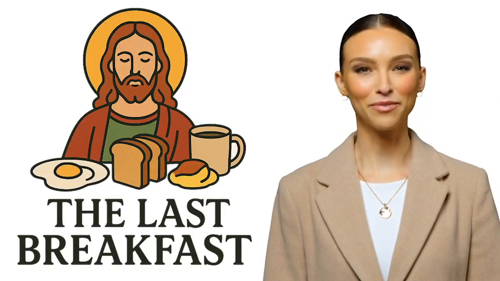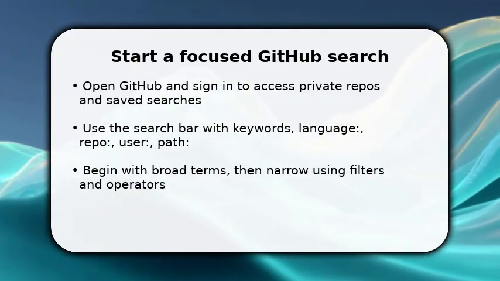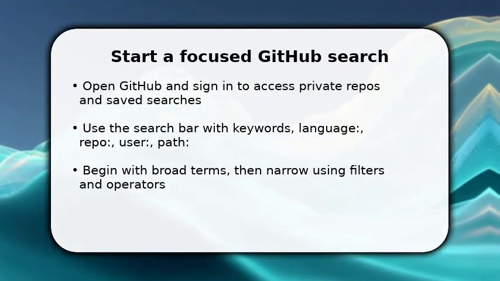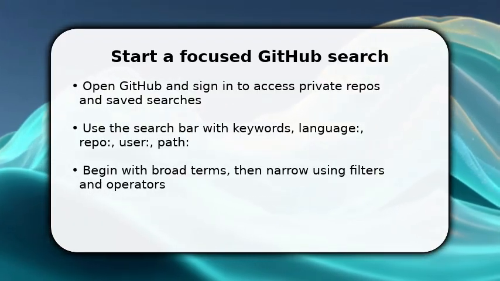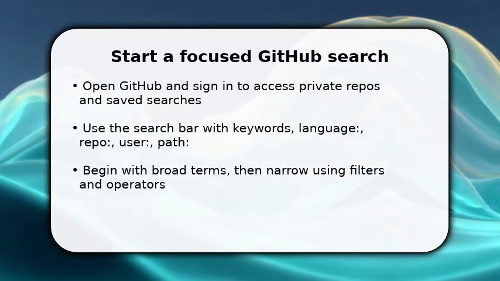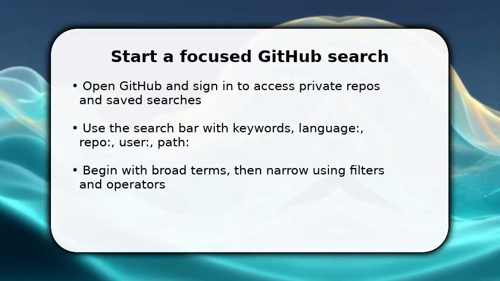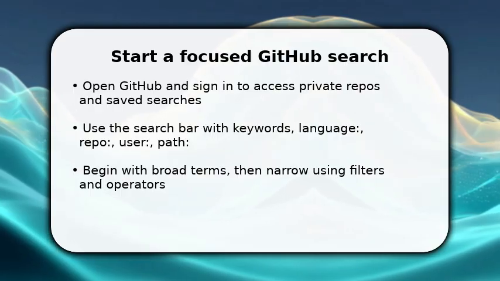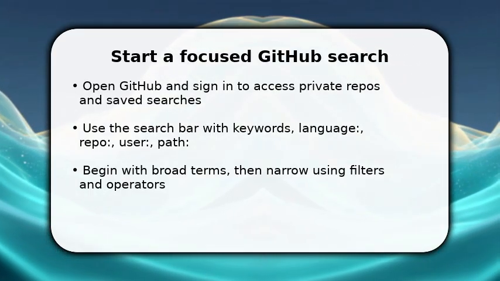Please enjoy the video. You begin by opening GitHub and signing in so you see all relevant repositories. Type a clear keyword into the search bar and include language to limit results. Once done, add repo or user. If you know the source, this narrows noise fast. Make sure to use path when you want files in a specific folder. These first actions get you into the flow immediately and avoid sifting through unrelated projects.